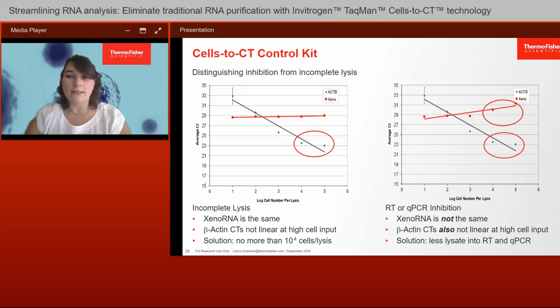And then also when looking at the beta-actin, you see a linear response all the way to 10 to the third cells, but at 10 to the fourth and 10 to the fifth, that line starts to plateau a little bit. And so because the xeno-RNA CT values are not the same all the way across and the beta-actin is also not linear, this indicates that there is qRT-PCR inhibition. And so the solution for this would be to add less lysate into your RT and/or your qPCR reaction.